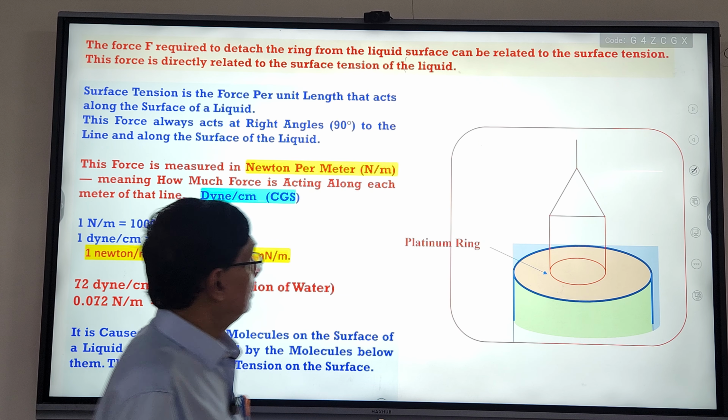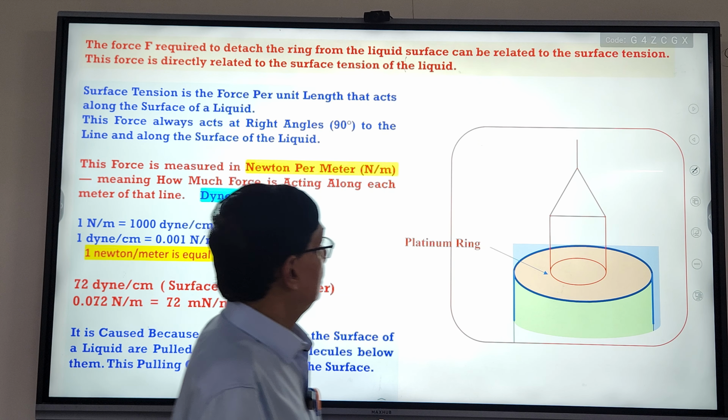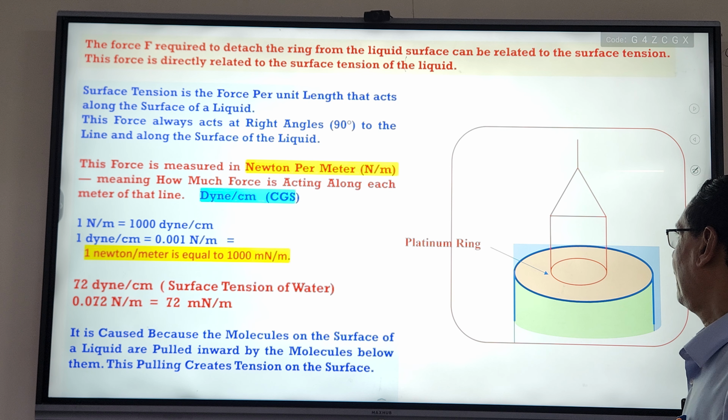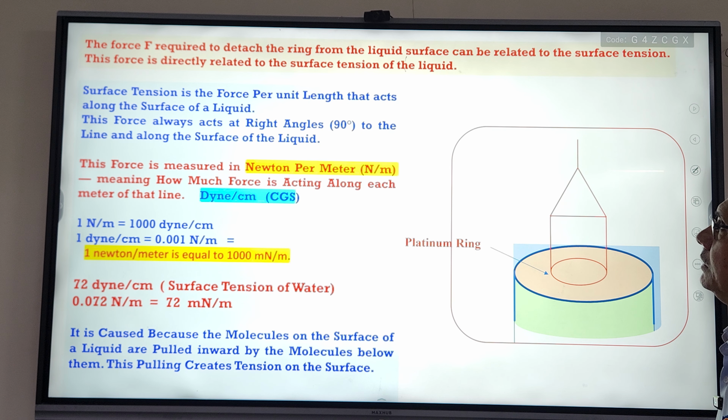Now the question is, surface tension, what is actually surface tension? And the force required to detach the ring. You see that this is, suppose, the surface of the liquid, because here that particular molecule experiences a contraction, and suppose this is the ring. Just touch it here.